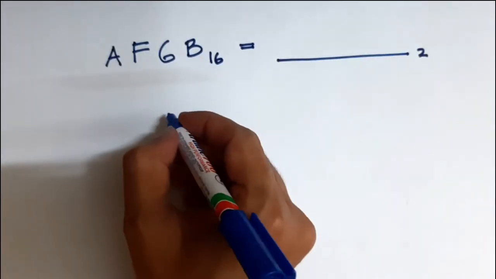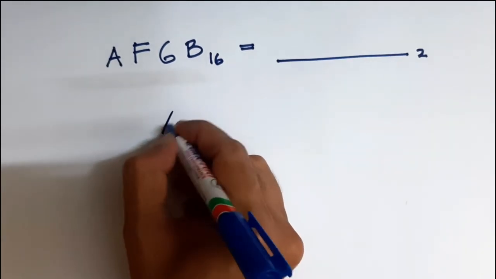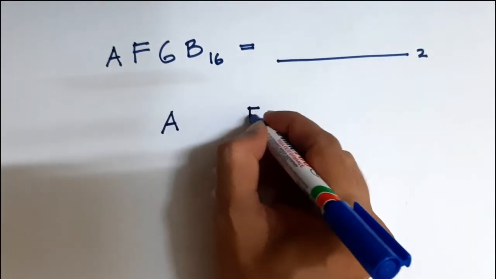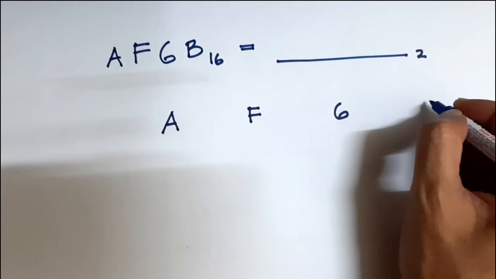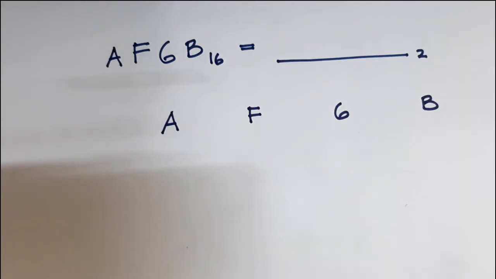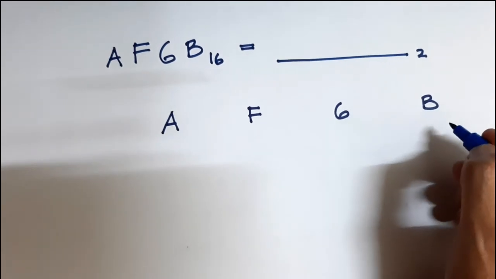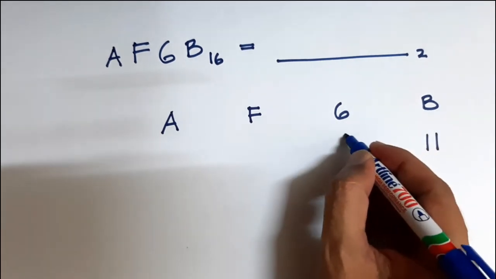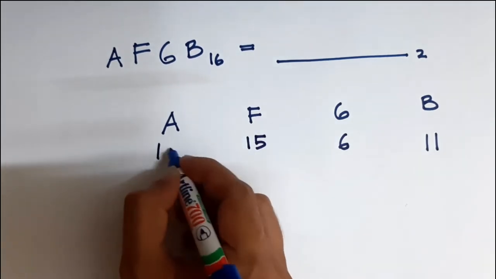Okay, first we have to copy back the question. A, then a bit further, put F, a bit further, put 6, and then B. Okay, next. B in decimal is equal to 11, 6 is still 6, F is 15, and A is number 10.